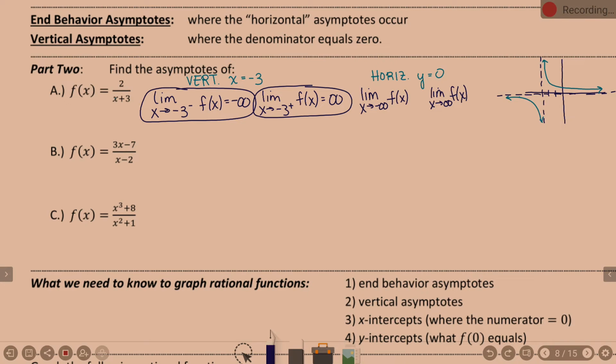As my graph goes off to the left, what y value is it approaching? It's approaching that axis, yes? As my graph goes off to the right, what y value is it approaching? 0. They're equal to each other, aren't they? These two limits will always be equal to each other. In fact, it is common to see this written as limit equals 0. I'm not saying you have to do that, but that is common to see. Those two limits will always equal each other for a horizontal asymptote, because the graph follows along both sides. Okay?